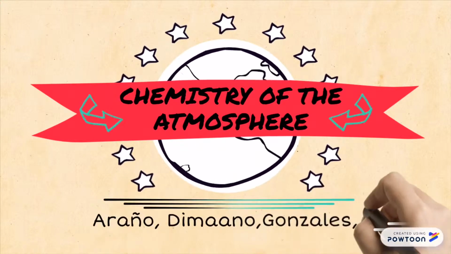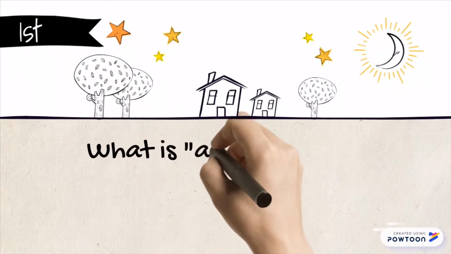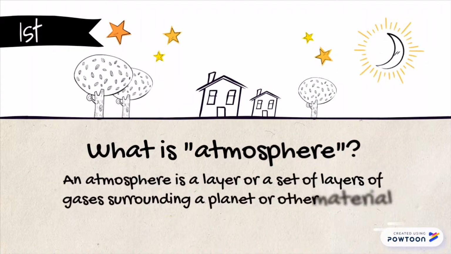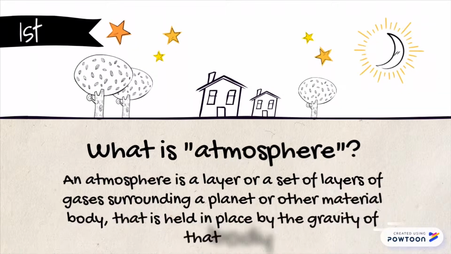Chemistry of the atmosphere. First, what is atmosphere? An atmosphere is a layer or a set of layers of gases surrounding a planet or other material body that is held in place by the gravity of that body.